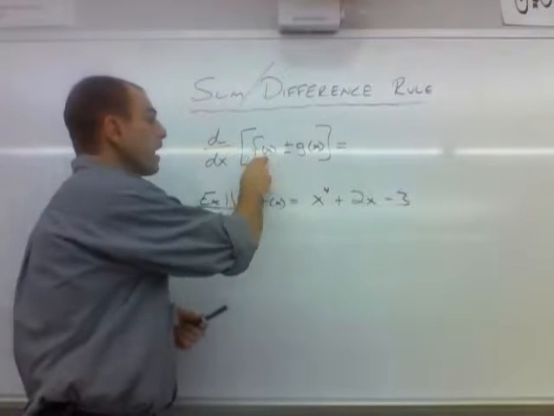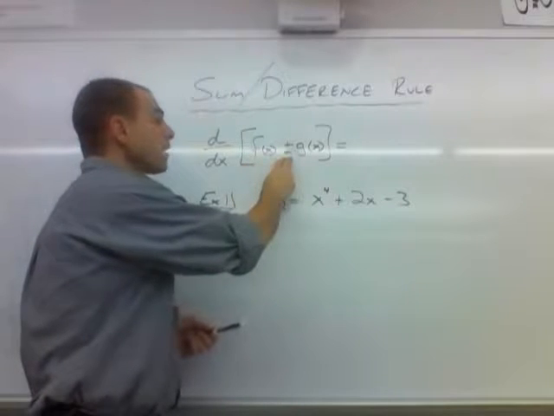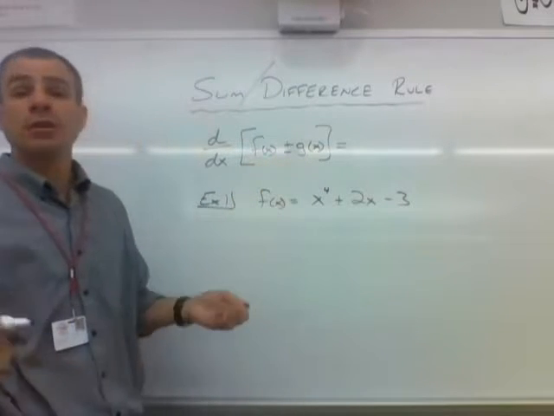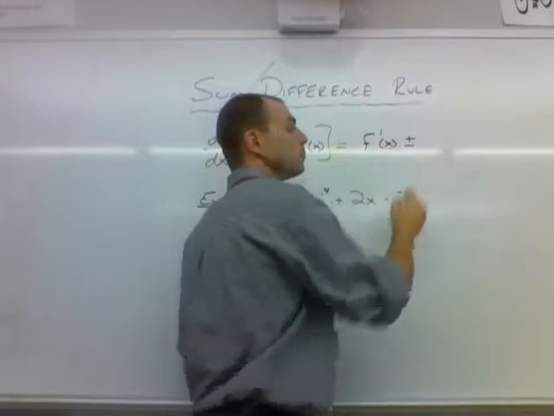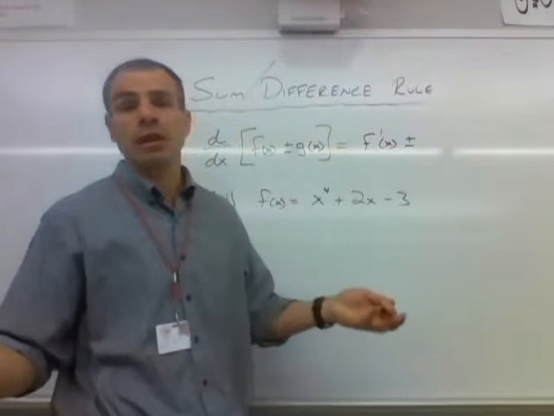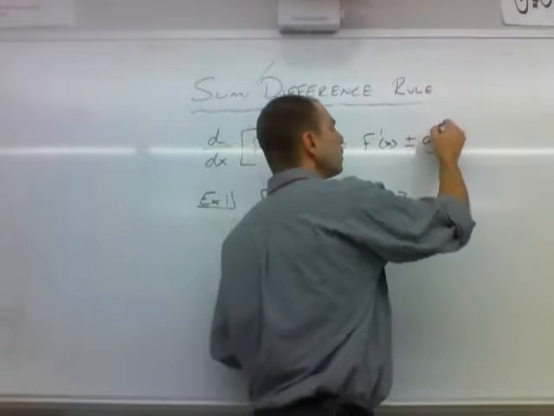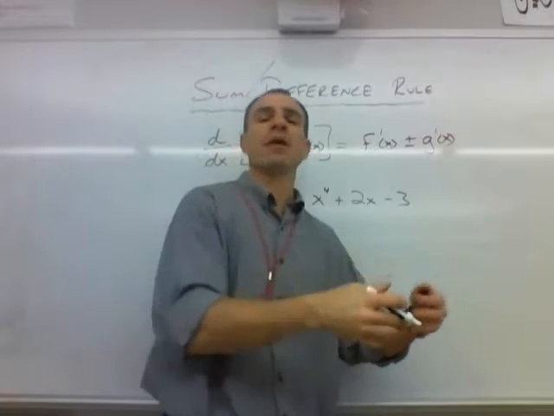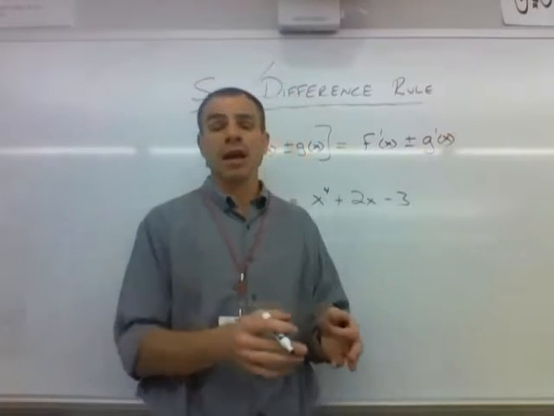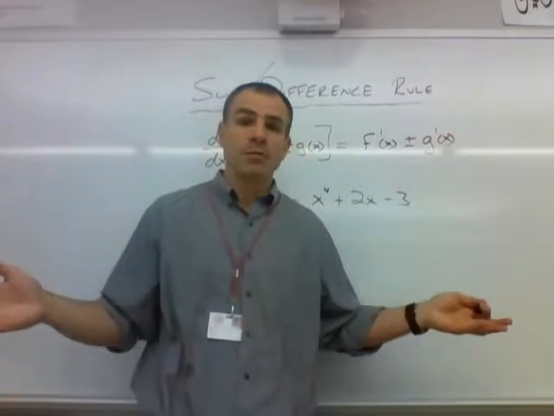All right, so if we have some term and then we're adding or subtracting another term, the sum difference rule says derive the first one, keep the plus or minus that's in between there, one or the other, and then derive the second term. And then if there's a third term, derive that one. If there's a fourth term, derive that one. Just keep going. As long as we're adding and subtracting term by term, then we just derive one at a time.